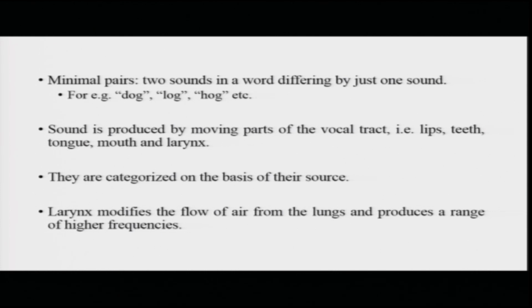Sound is produced by moving the parts of the vocal tract: the lips, the teeth, the tongue, the mouth, and the voice box, that is the larynx. Sound is also understood in a way by categorizing different kinds of sounds on the basis of where they are coming from. Say, for example, the larynx modifies the flow of air from the lungs, and it produces a range of different frequencies or different sounds.